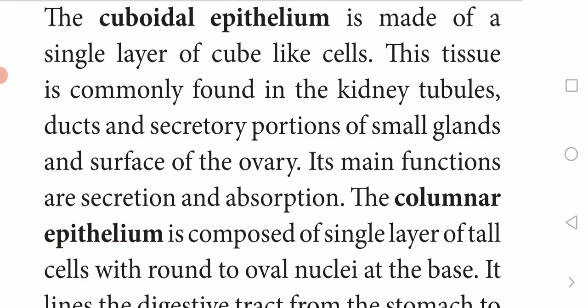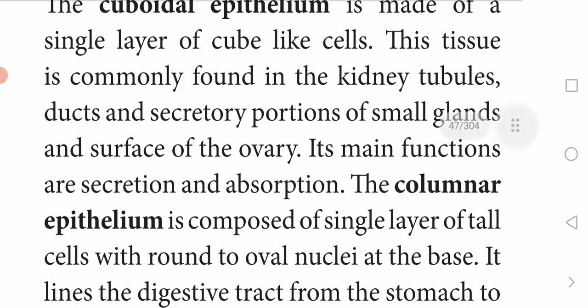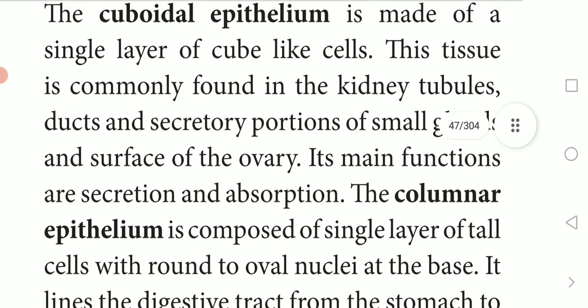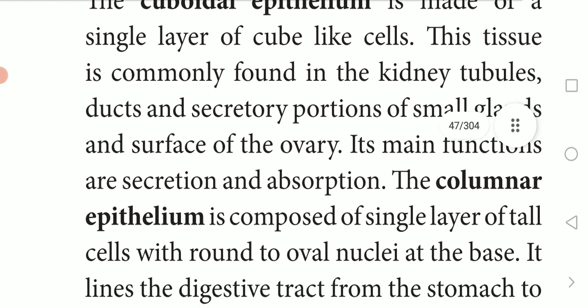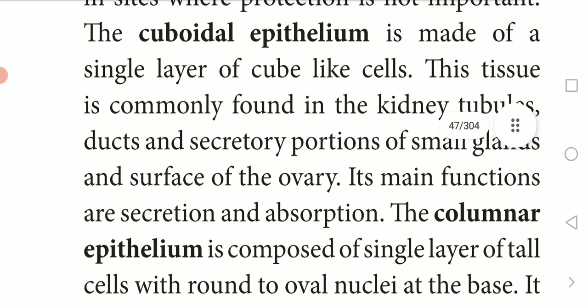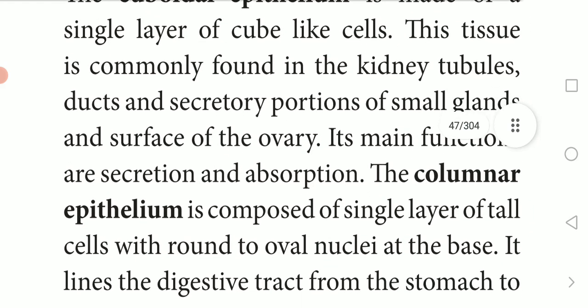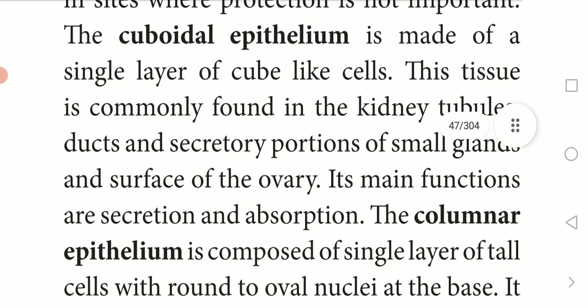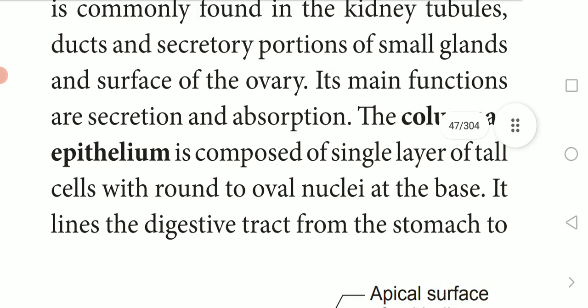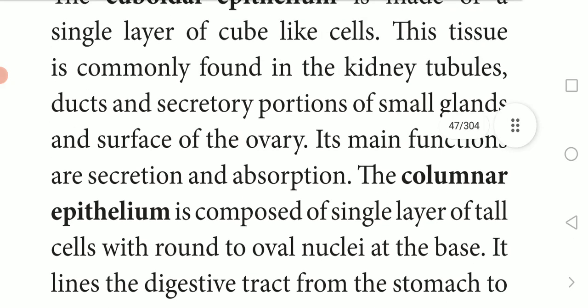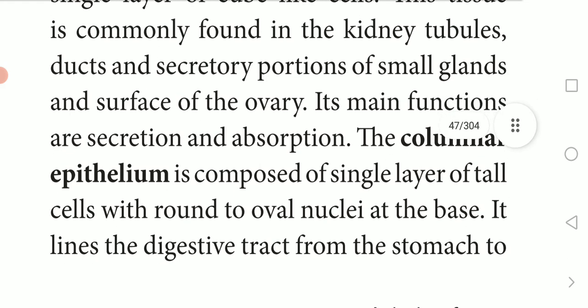What are kidney tubules? If you look at the structure of the nephron, after the glomeruli you can find the proximal convoluted tubule, the loop of Henle, and then the distal convoluted tubule. All of these we call tubules, and the cuboidal epithelium tissues are present in this area. They are also found in ducts and secretory portions of small glands and on the surface of the ovary. The main functions are secretion and absorption. The tubules secrete as well as absorb.